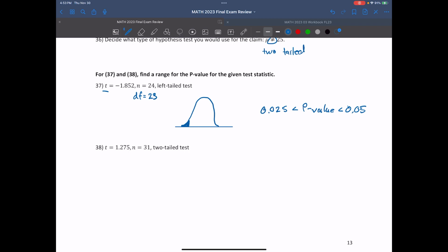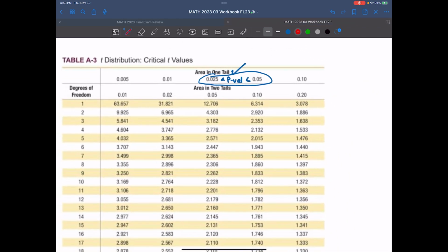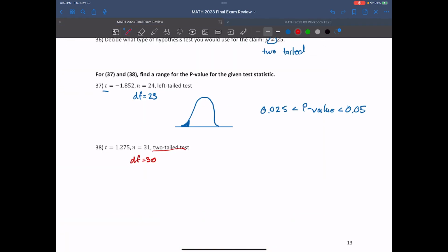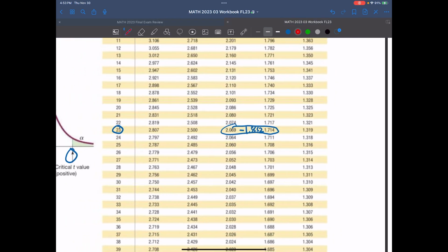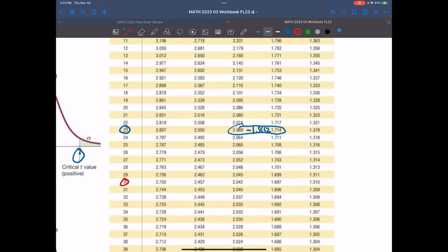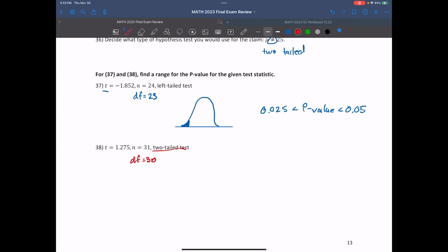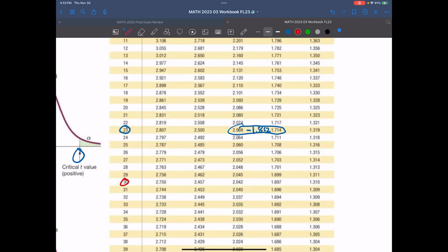Similar process here, except with a two-tailed test, a degree of freedom of 30, and a t-score of 1.275. We're going to need to use the area in two tails. So our degree of freedom is 30. And positive, again, doesn't matter because of symmetry, 1.275 puts us right here.